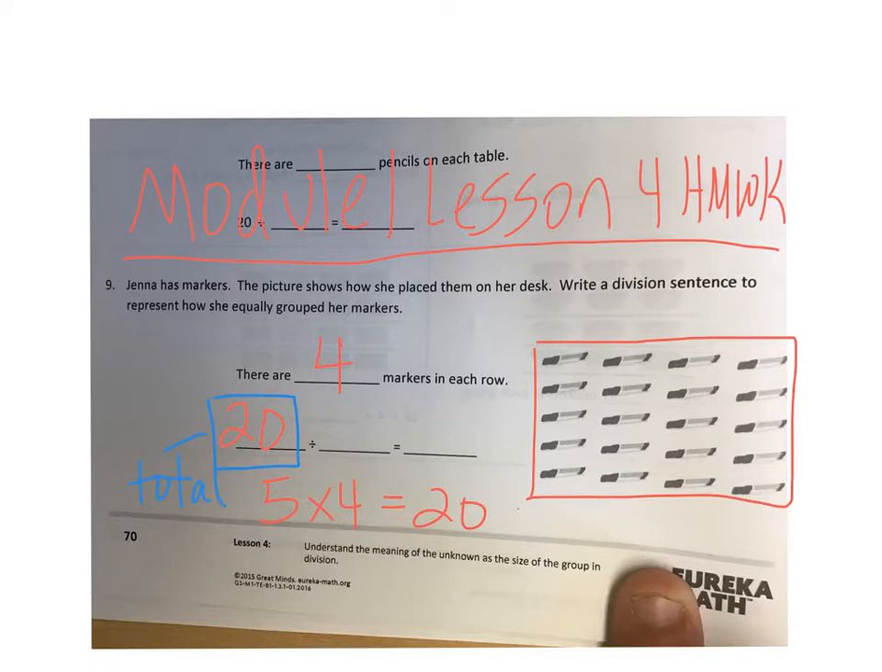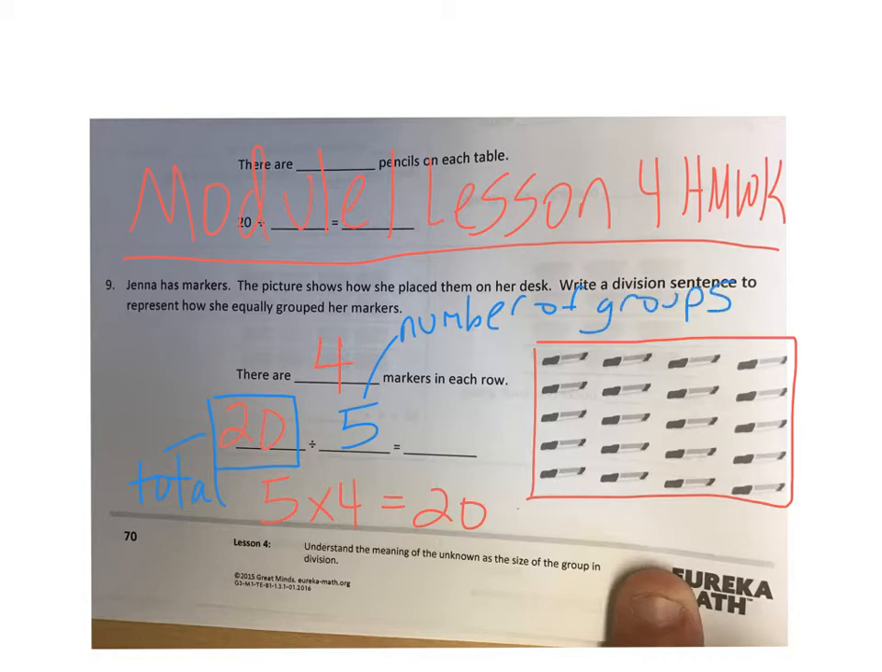And what you're dividing by is how many groups there are. There is 5 groups, or 5 rows. So this number represents how many groups there are. Number of groups.